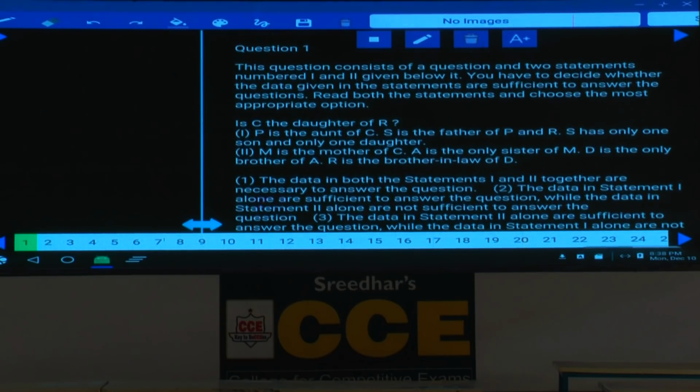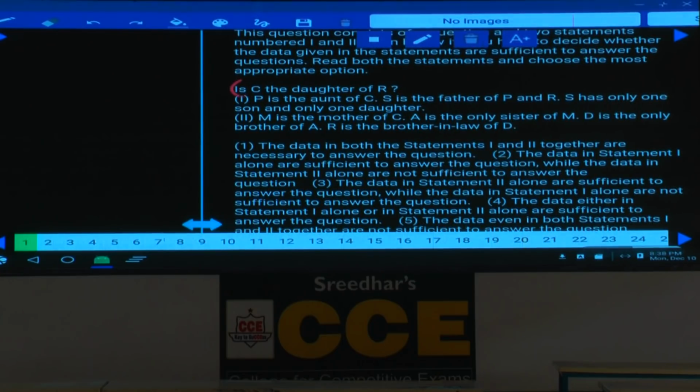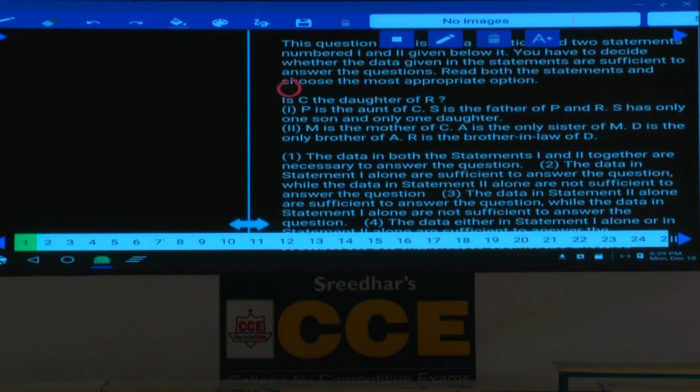Now as the question is based on "is", we need to definitely say whether C is the daughter or not the daughter, either yes or no. Then the first one: P is the aunt of C. P is the aunt of C if C's father's or mother's sister is P.